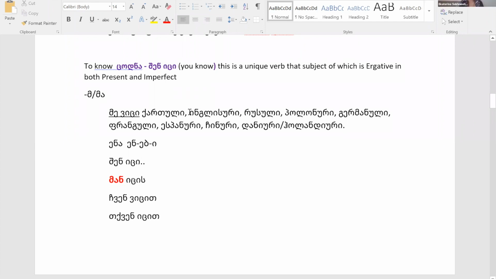Inglisuri. Here we have Inglisuri, Gocha. Franguli. Germanuli. Here we have Germanuli. Chinuri.